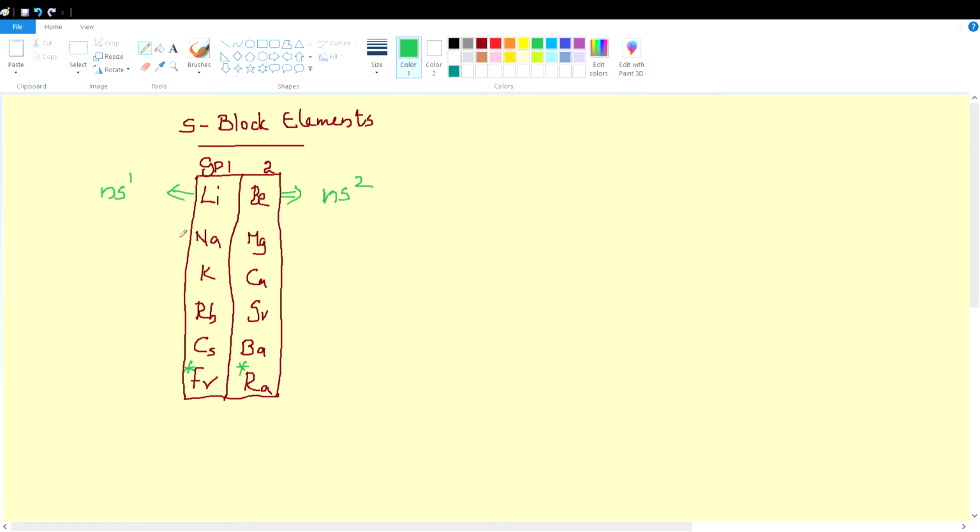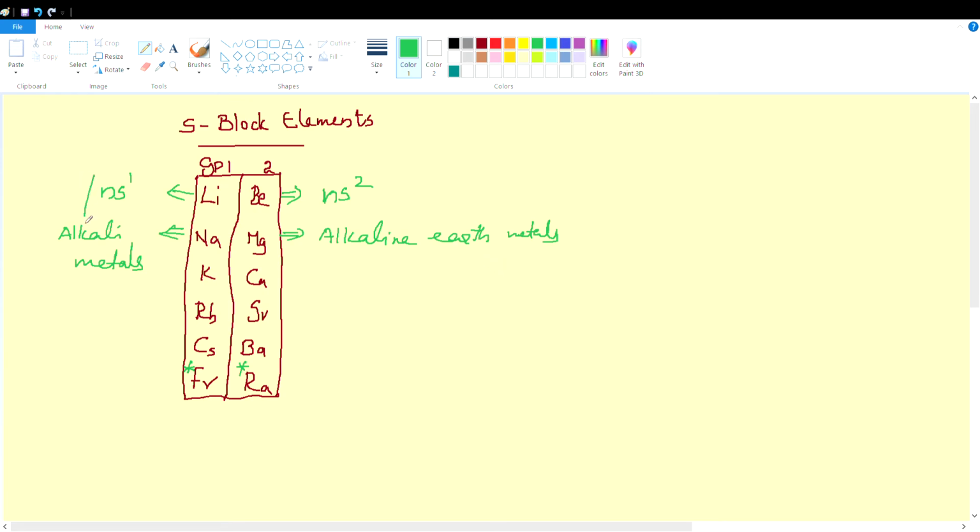Group 1 elements are also known as alkali metals, because all these metals, when dissolved in water, produce strong alkalis. Group 2 elements are called alkaline earth metals. The oxides and hydroxides of Group 2 metals are alkaline in nature and they are found in the earth's crust. That's why the name alkaline earth metals.